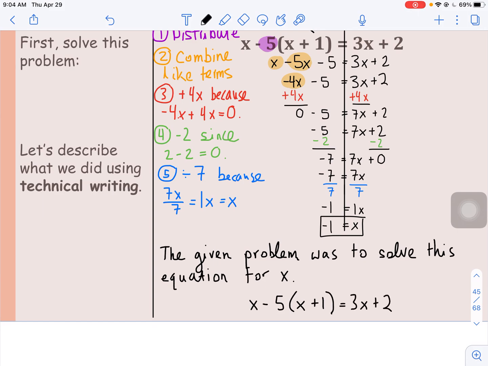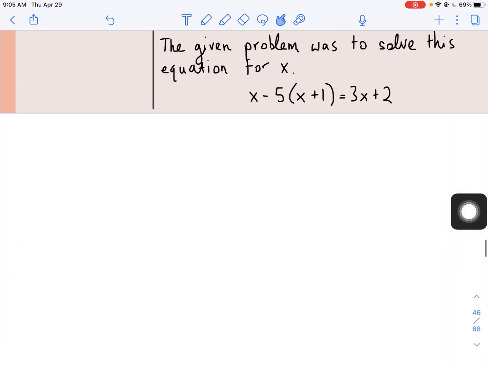I basically want the reader, if they didn't see that problem, to know what the problem was that we're solving. So now just by reading these words, they would know what problem we were solving.